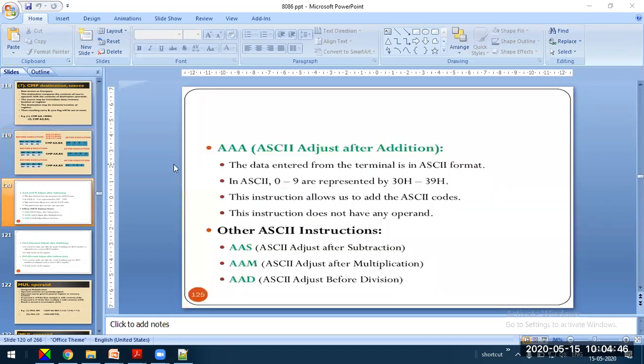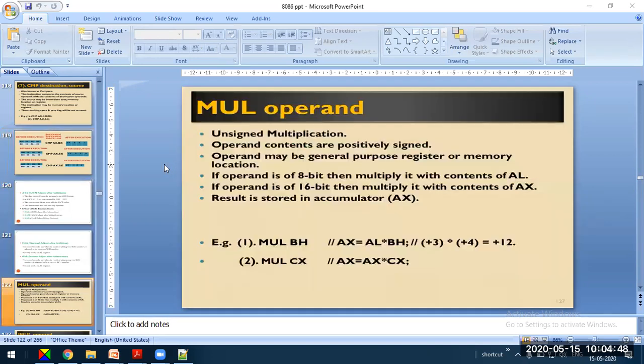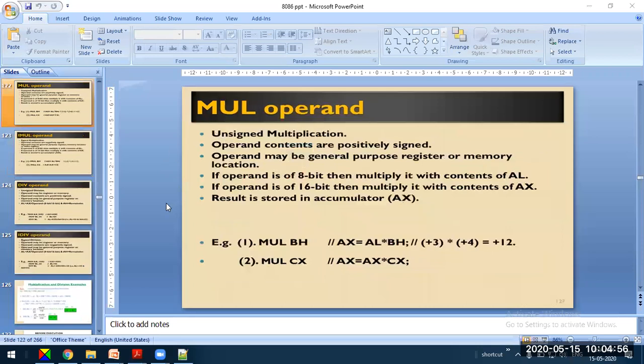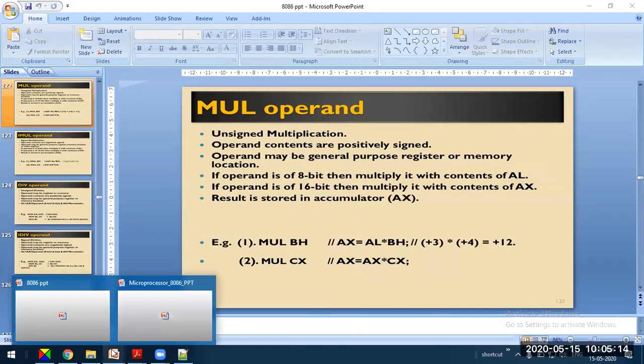Okay, so there is an example. I want to discuss that IMUL. So let us look into this IMUL instruction. Last class we discussed the multiplication instruction. In this multiplication instruction, we understood that the accumulator is the default register which contains one of the data, one byte or word of data.